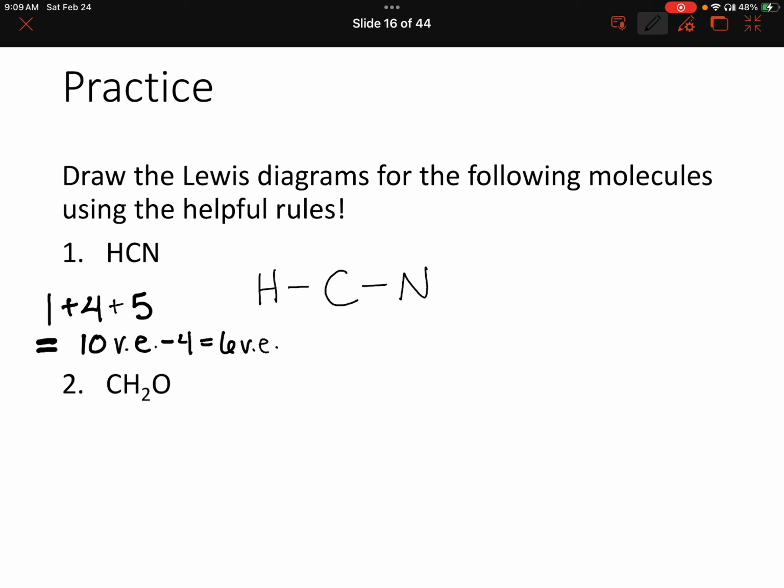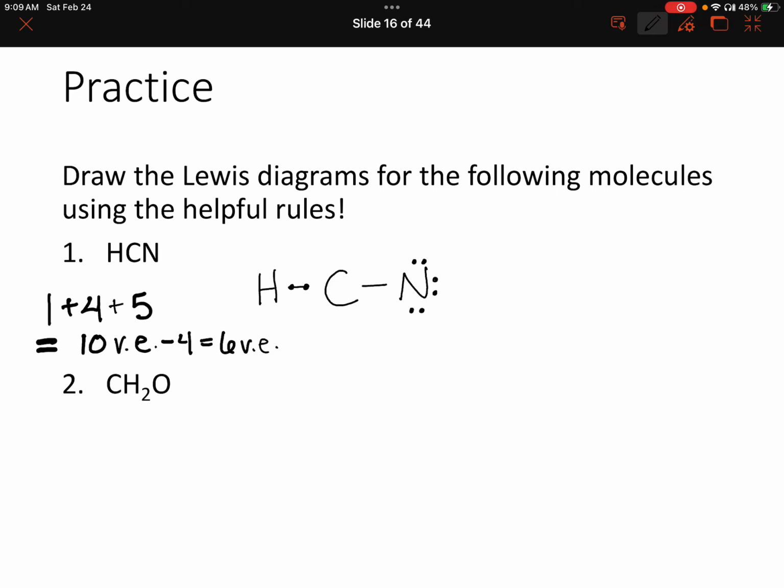Now I already know that hydrogen's happy. Hydrogen only needs 2 electrons, right? And those 2 electrons are in that covalent bond that we just drew. So I'm not going to put the 6 valence electrons on hydrogen. I'm going to put them on nitrogen, because remember, we want to put the valence electrons on the outer atoms first. So let's give nitrogen 3 lone pairs so that it has those 6 valence electrons that are left over.